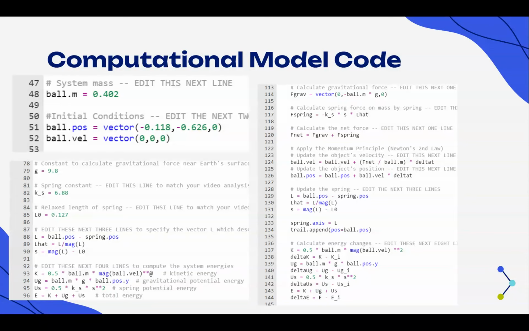The position and velocity update formulas were used to change the position and velocity of the ball for every iteration, and the spring's values were updated using their own equations. Lastly, the kinetic, gravitational, and spring potential and the total energy were updated for every iteration using the previous formulas, and how they changed was calculated by simply subtracting initial values from the final.